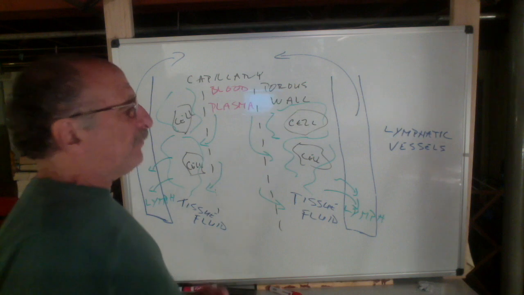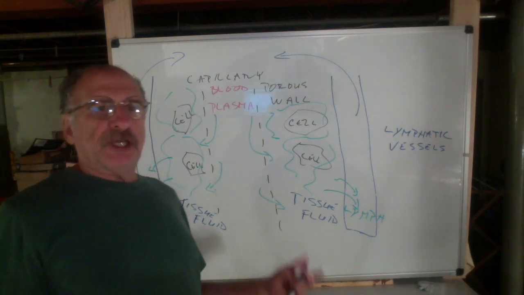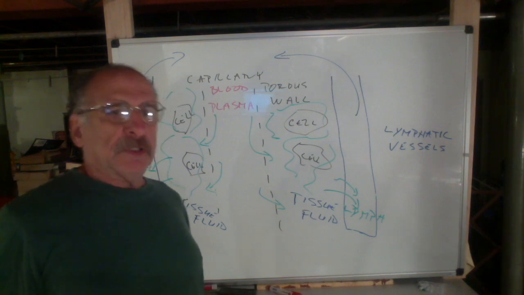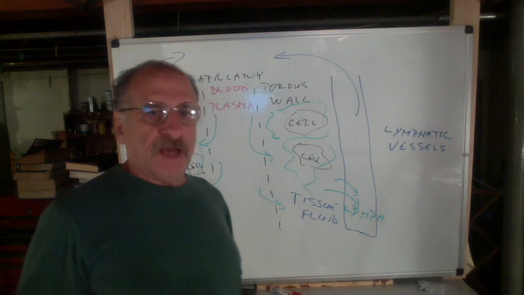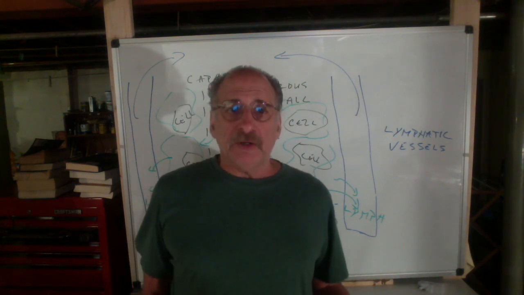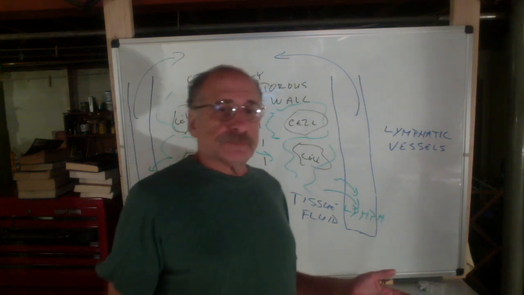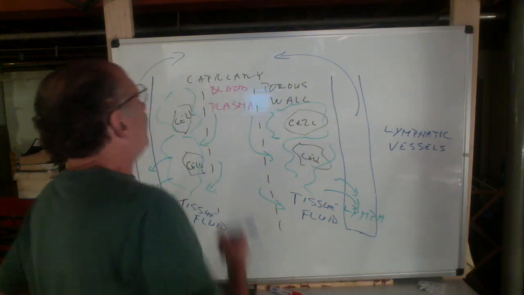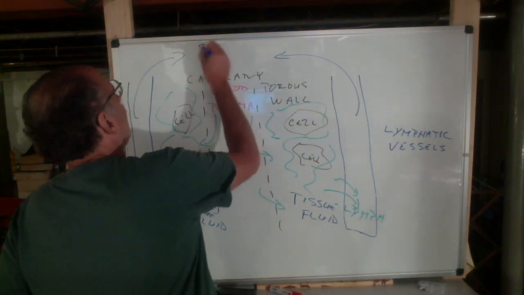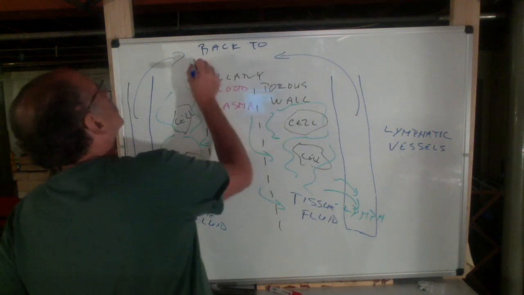Now, if the lymphatic vessels are supposed to be solving the problem, where would they have to carry the lymph? All of the fluids leaking out of the blood, that's a problem. The lymphatic vessels are solving the problem. So where do they have to be carrying the lymph? Take a minute and think about that. Well, they have to be carrying the lymph back to the bloodstream.